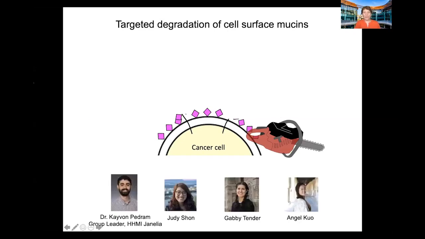And I should point out that this was a project area that started with former grad student Kayvon Pedron, who's now a group leader at HHMI's laboratory at Janelia Farm. And it's now in the very capable hands of grad student Judy Schoen, who, by the way, was an undergrad at Caltech and worked in David Tirrell's lab. So thank you very much, Judy Schoen.